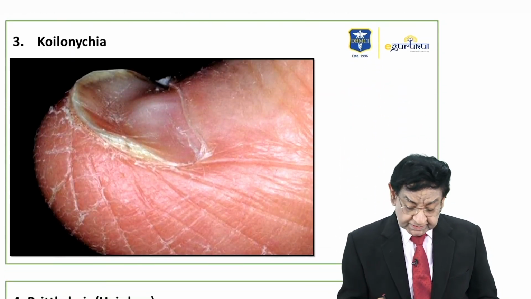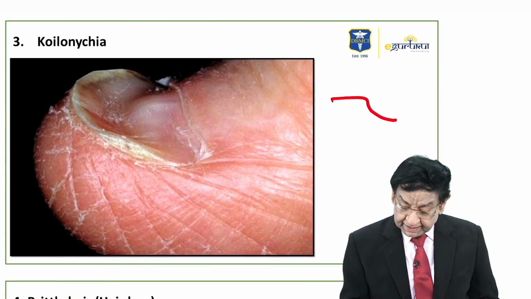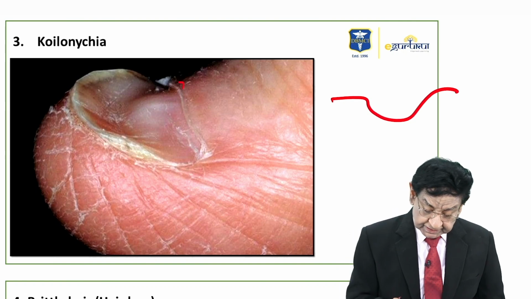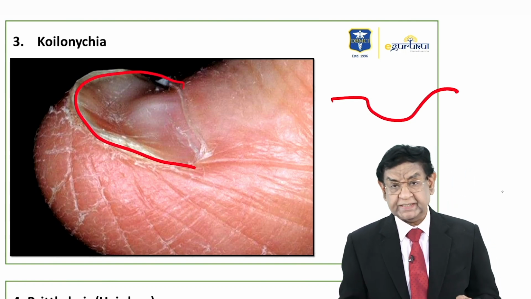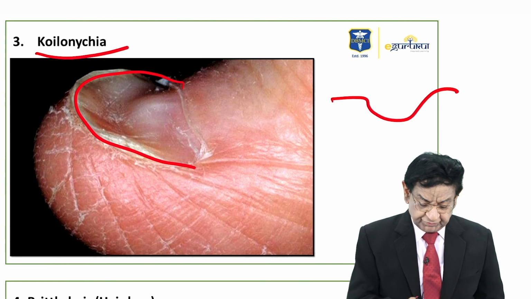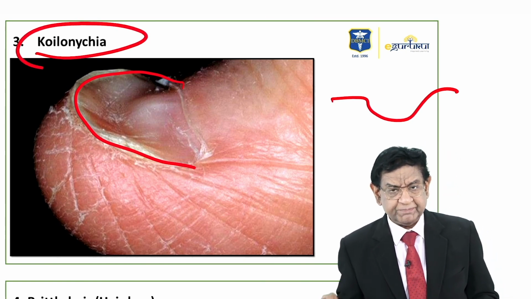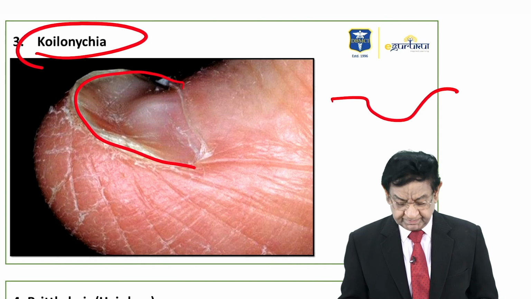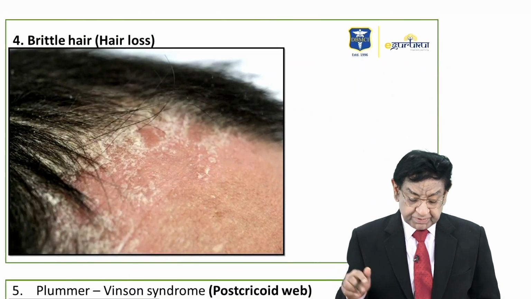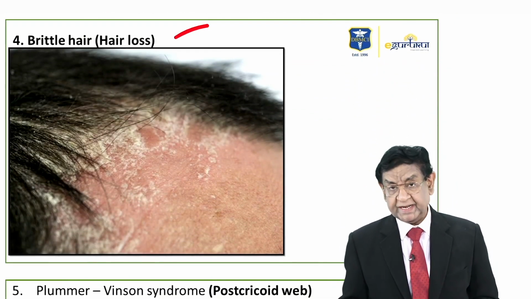Koilonychia, and this you can say spoon-like nails. You can see spoon-like nails. Koilonychia is the classical feature. If you get this word in a case of anemia, you are 99.9% dealing with iron deficiency anemia. Brittle hair is again very common in iron deficiency anemia.